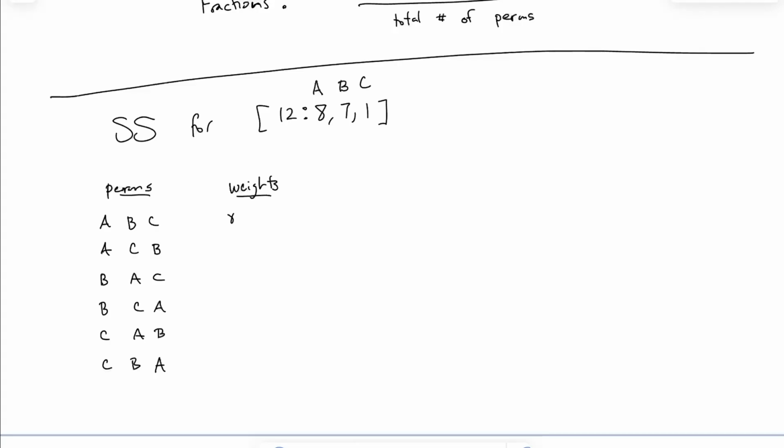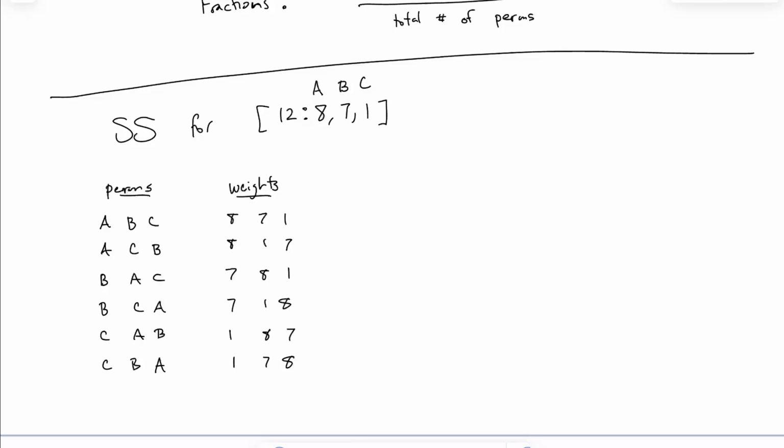They would go 8, 7, 1. All right, the next one is 8, 1, 7. Then I would have 7, 8, 1, 7, 1, 8. And then 1, 7, 1, 8, 7, 1, 7, 8. I think I got those right. Those are the same reorderings, but just writing the numbers rather than the letters.